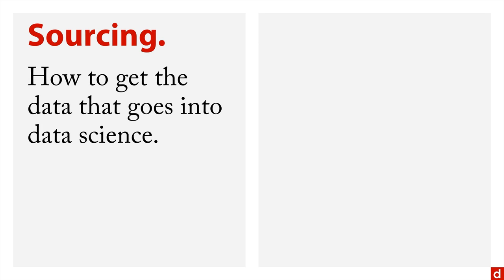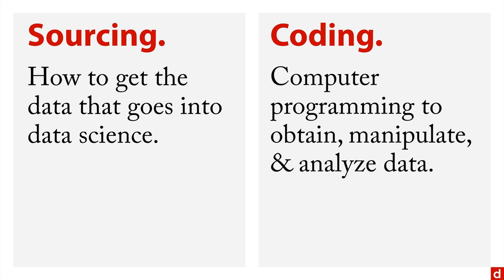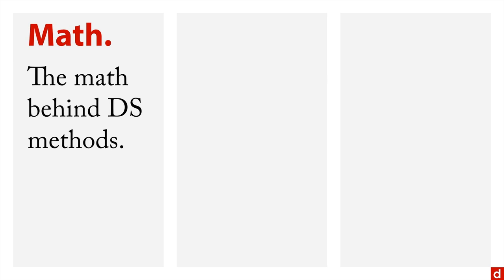Now, there's a few general categories we're going to talk about, again, with an overview for each of these. The first one is sourcing or data sourcing, and that is how to get the data that goes into data science, the raw materials that you need. The second is coding, that again is computer programming that can be used to obtain and manipulate and analyze the data. After that, a tiny bit of math, and that is the mathematics behind data science methods that really form the foundations of the procedures.